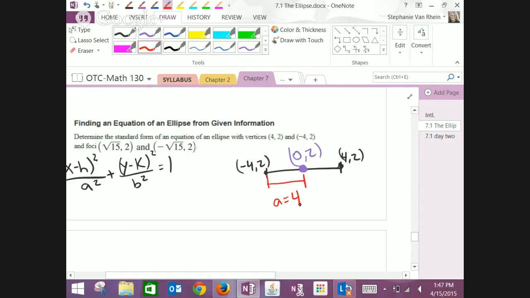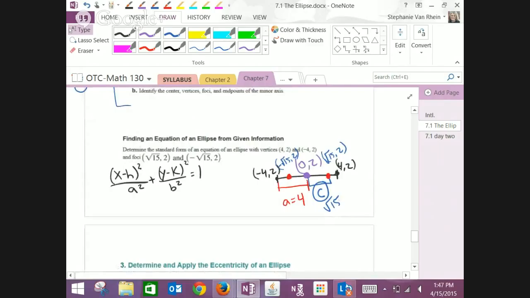The focal points are given as square root of 15, 2 and minus square root of 15, 2. So if I put them here, this distance, red, blue, this distance tells me c, right? Which is square root of 15. This is square root of 15, comma 2. This is minus square root of 15, comma 2. That tells me the c distance is the square root of 15, right?